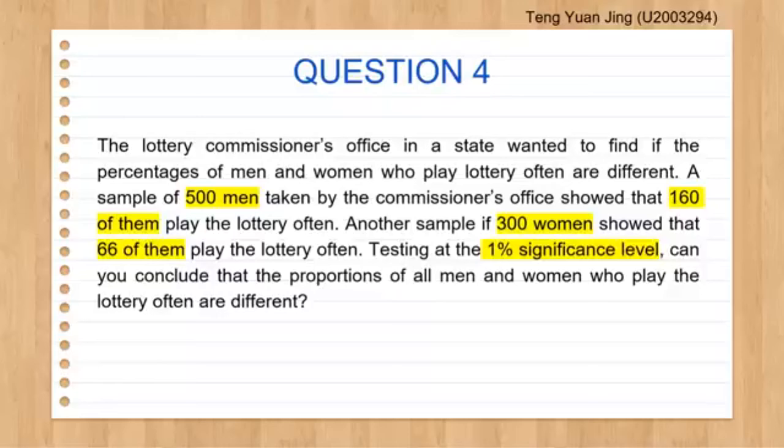Thank you, Adi. So now I will continue with the next question. The Lottery Commissioner's Office in a state wanted to find if the percentage of men and women who play lottery often are different. A sample of 500 men taken by the Commissioner's Office showed that 116 of them play the lottery often. Another sample of 300 women showed that 66 of them play the lottery often. Testing at the 1% significance level, can you conclude that the proportions of all men and women who play the lottery often are different?